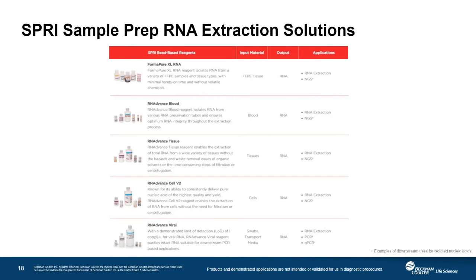We also have RNA extraction solutions though. So again, you look based on your input material and based on your output. So same sample types in a lot of instances, same input material, but you're looking at your output now. So you want RNA instead of DNA. Formapure XL RNA kit is the one to go to. Again, if you're not looking for both in the same sample.